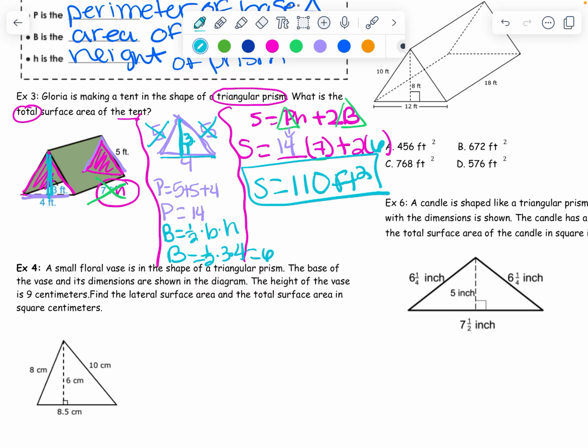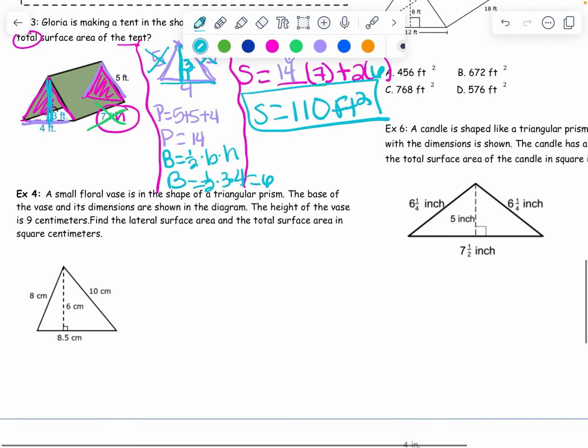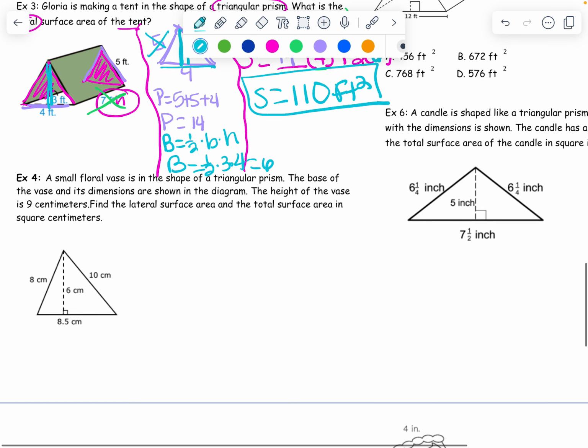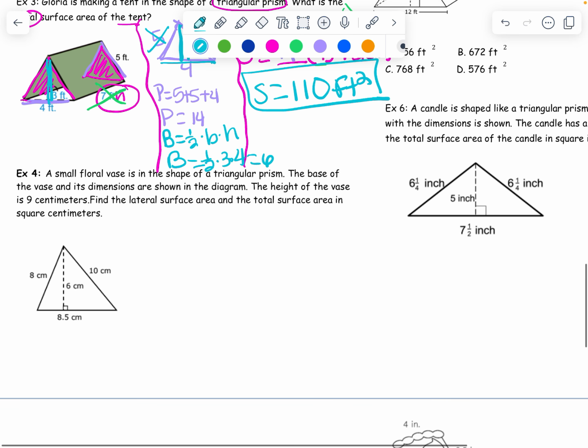Okay, so same formula. The only thing that is different from the one that you did is that your base is a triangle instead of a rectangle. We practiced how to find the perimeter and area of a triangle yesterday. If you have any questions, make sure that you ask. Okay, I'm going to do one more, and then you're going to do 5 and 6 on your own, and make sure you complete it in Google form.